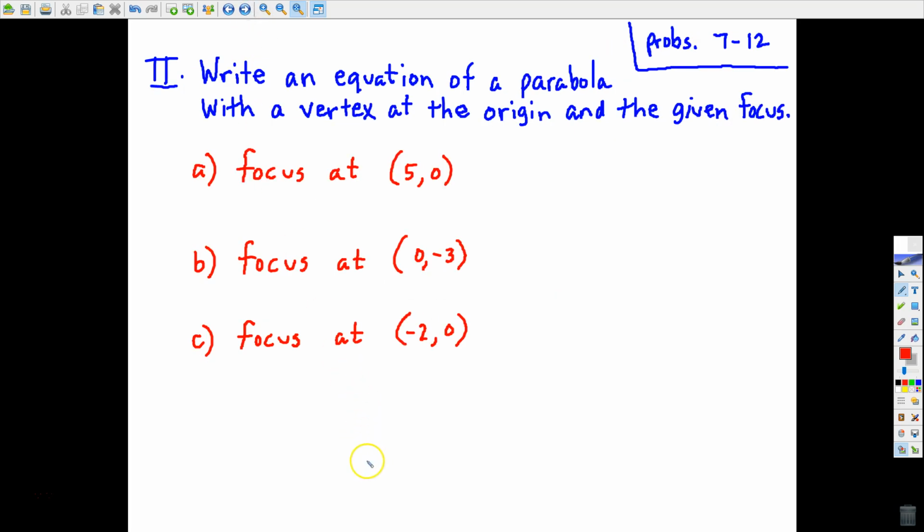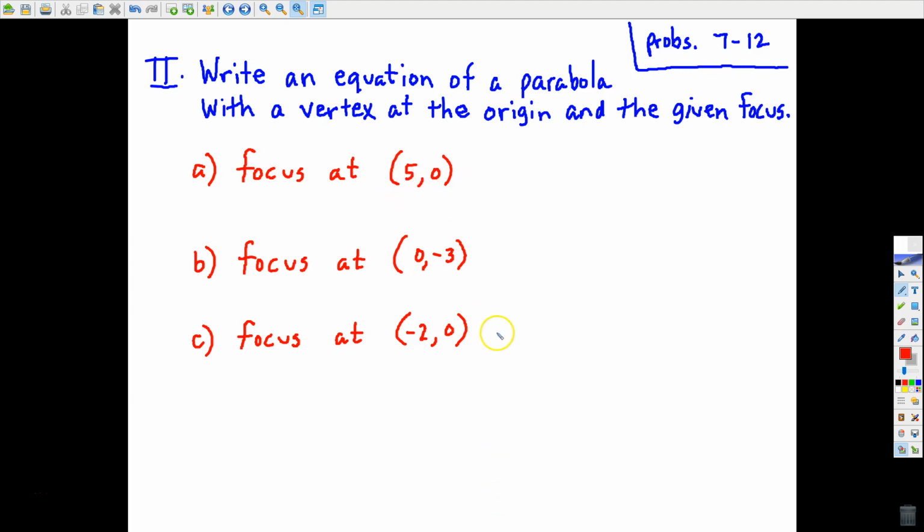Okay. A lot of what we're going to do from here on out is using that formula. Based on what we're given, we're going to either find A or we're going to find C. Okay? Let's see what we're going to have to work with here. We're going to write an equation for a parabola. We're told that every one of these has a vertex at the origin, and they're going to tell us where the focus is. So Reagan, for letter A, how does this parabola open? Up, down, left, or right?